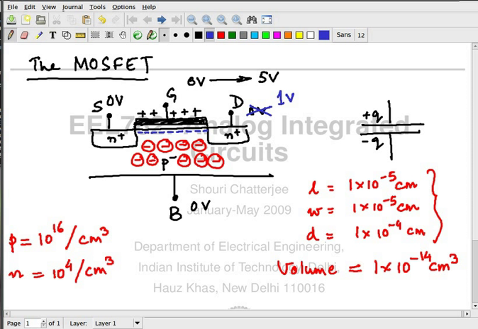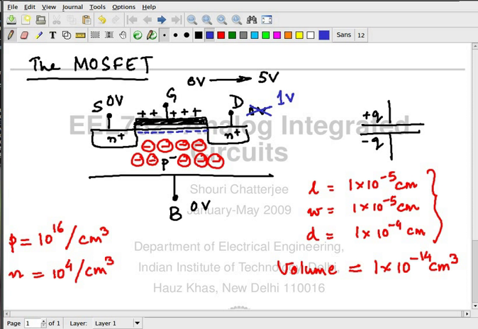Yes? I will get current in which direction? From the drain to the source. What happens if I make the source also 1 volt? Both the source and the drain 1 volt? No current is present. What happens if the source is 1 volt, drain is 0 volts? Current will go in the other direction. Right? This is very clear.